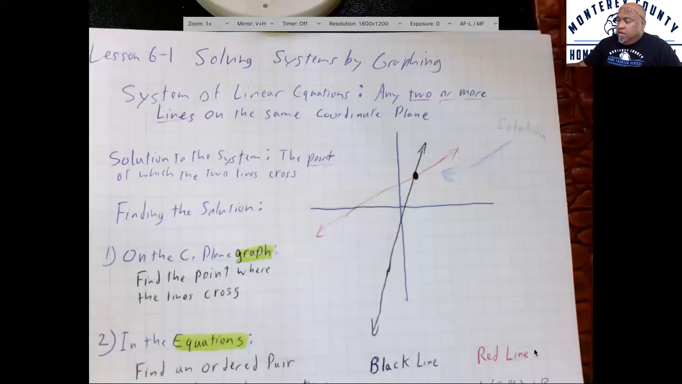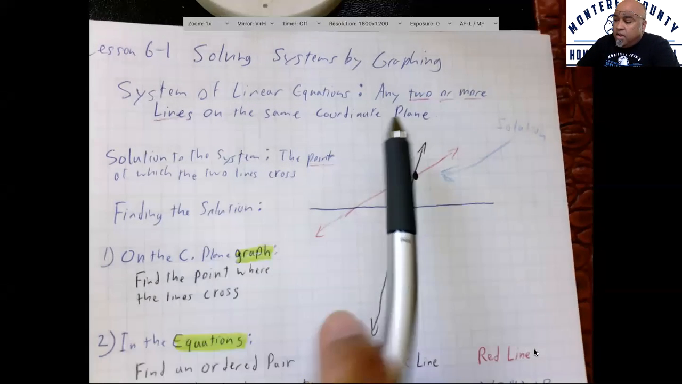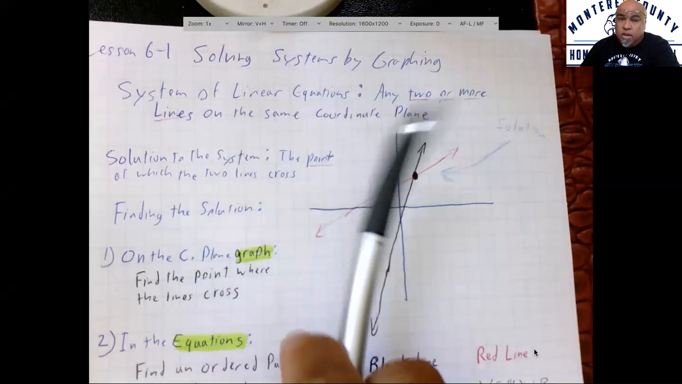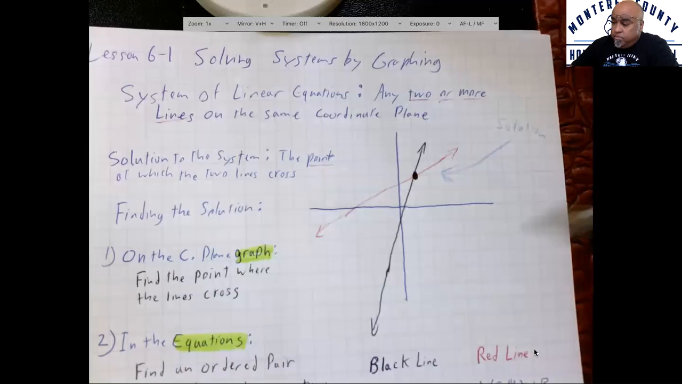Okay, so first, before we can solve a system of linear equations, you need to know what a system of linear equations is. I want to remind you, sometimes in mathematics, mathematicians use very complicated sounding words to describe very simple concepts. So a system of linear equations is this: any two or more lines on the same coordinate plane. That's all it means. Okay?